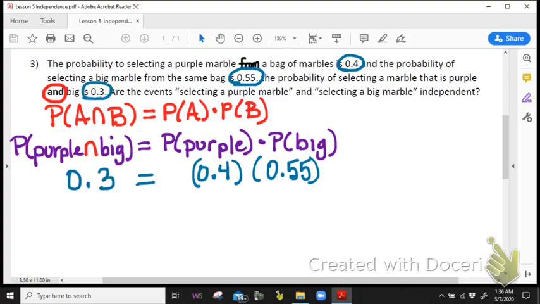And what we have to determine, I'm going to put a question mark, is this a true statement? So I'm putting a question mark above that equal sign because we need to test that. So feel free at this time, pause the video, multiply 0.4 times 0.55 and tell me what you get. Write that down.